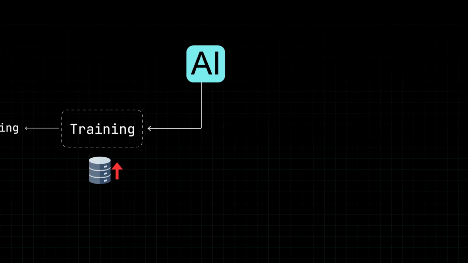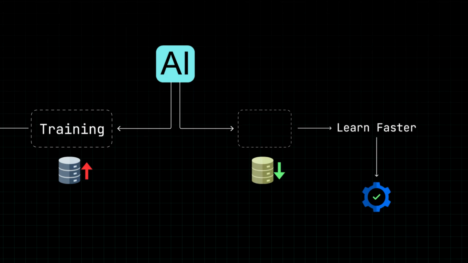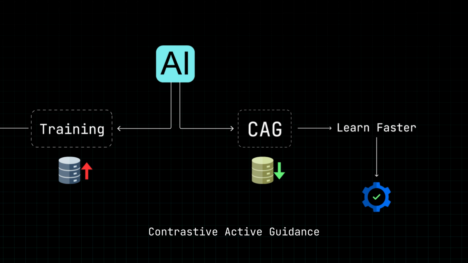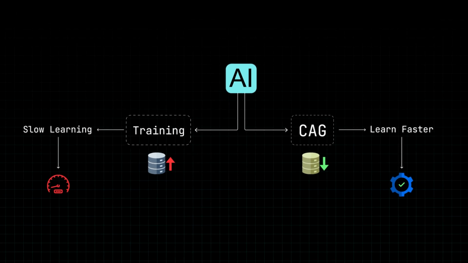Now imagine this. What if there was a way for AI to learn faster, with less data, and become more efficient? That's exactly what Contrastive Active Guidance, CAG, does. Today, I'm not just going to explain it to you, but I'll make sure you truly get it so you can actually apply it yourself. So let's break it down in the simplest way possible.